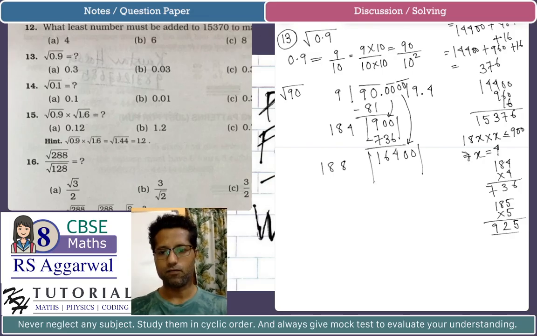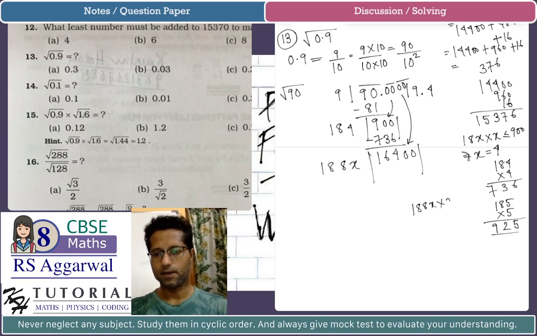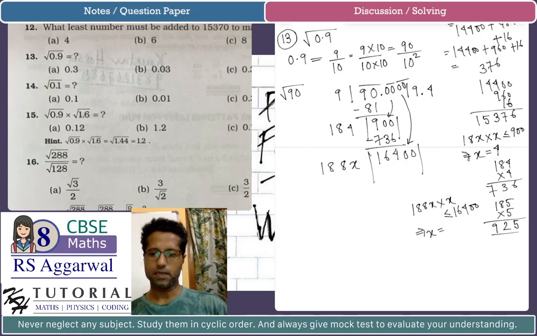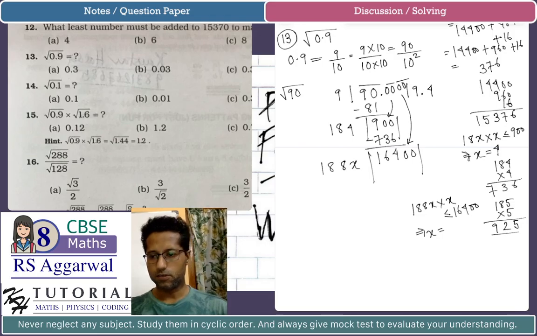Now again I have to find the digit x such that the 4-digit number 188x multiplied by x is less than or equal to 16400. What can x be? The largest x. Can it be 9? 9 times 9 is 72, 60. Let's see if it works with 9 or not.